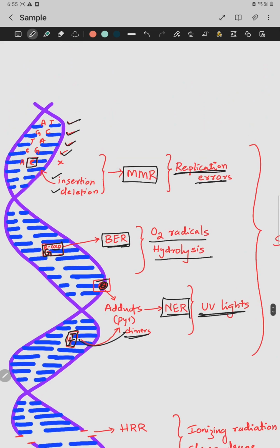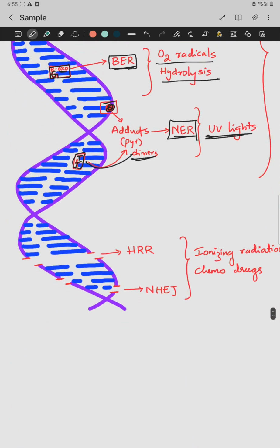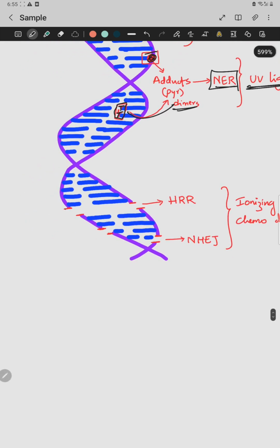Now all these three were single strand DNA repair mechanisms. Now coming to double strand, here this is homologous. It has been damaged on both sides at one time. So this is homologous recombination repair. It has to just join homologously. So that is homologous recombination repair.